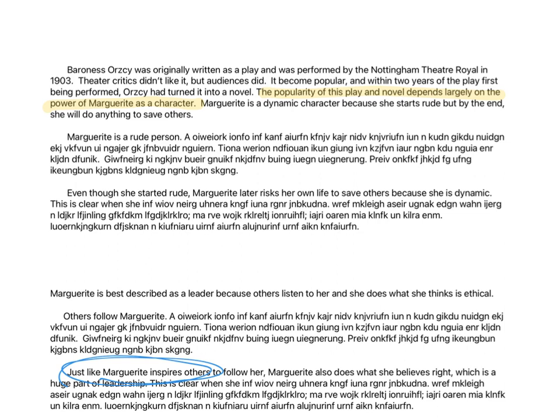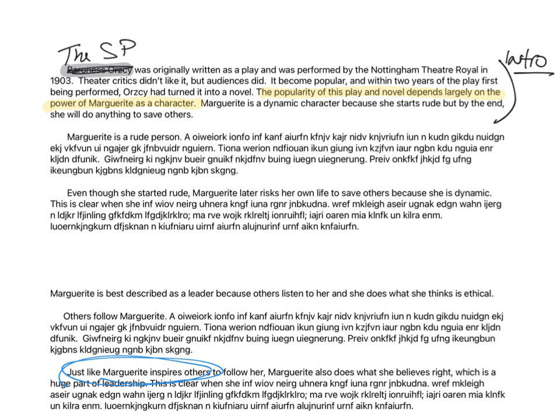Baroness Orczy was originally written as a... oh my heavens. How did that get changed? So, sorry about that. The Scarlet Pimpernel was originally written as a play and was performed by the Nottingham Theatre Royal in 1903. Theatre critics didn't like it, but audiences did. It became popular, and within 2 years of the play first being performed, Orczy had turned it into a novel. The popularity of this play and novel depends largely on the power of Marguerite as a character. Marguerite is a dynamic character because she starts rude, but by the end, she will do anything to save others. And so that is an introduction.